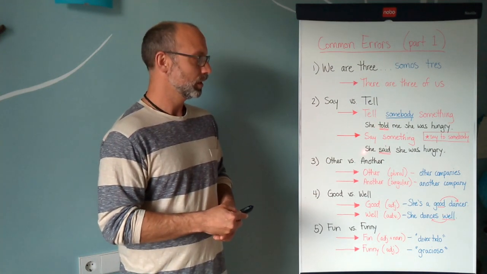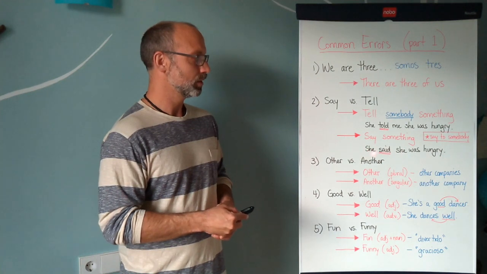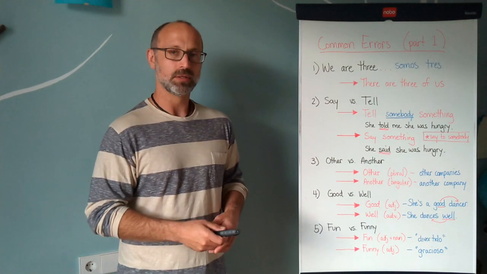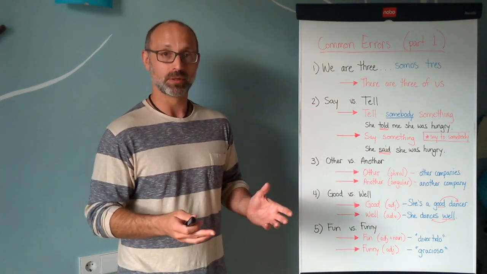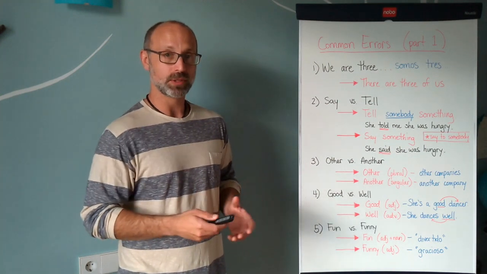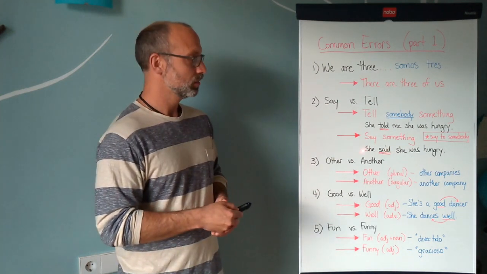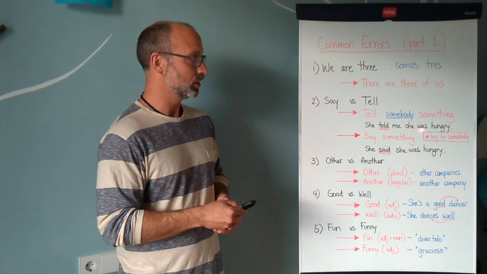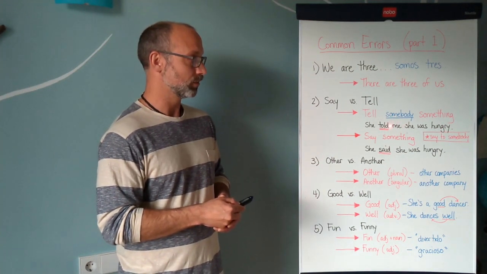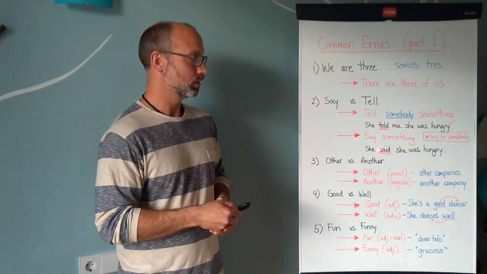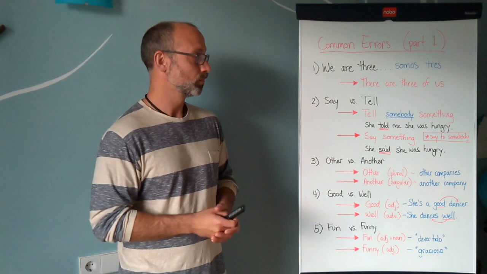However, here we can say the same without including that person. She said she was hungry, not to any specific person. Maybe she just said it out loud and everybody heard her. Or maybe we just don't want to include that information. But she said she was hungry, or she told me she was hungry. These 2 sentences are exactly the same, except for this. So tell with the pronoun, or say with none.